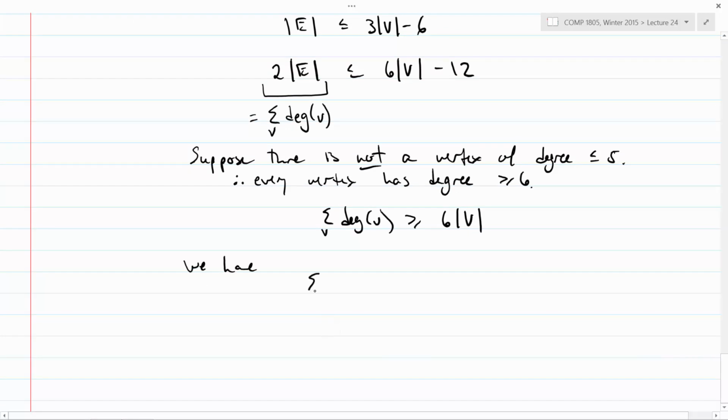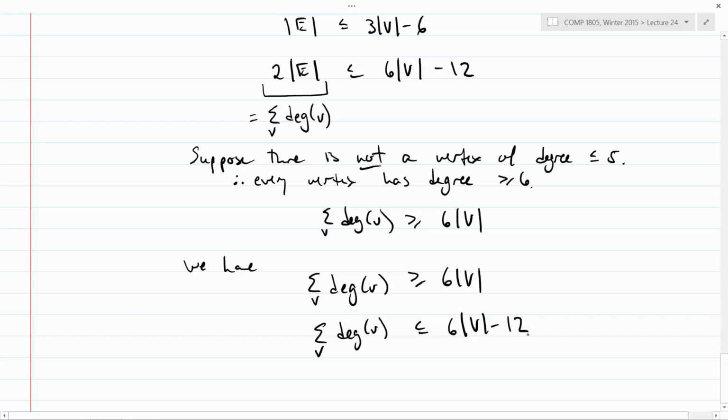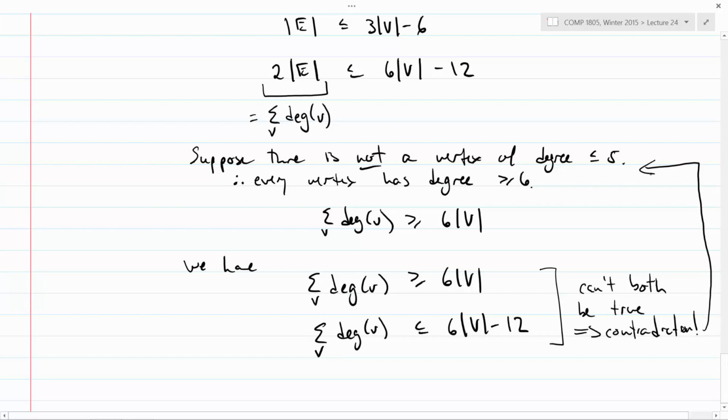So we have that the sum over all vertices of the degree of the vertex is at least 6V, and we also have that the sum of all the degrees is at most 6V minus 12. So is this a good situation to be in? Well, it's good for us because we want to prove that it's true. You can't simultaneously be more than 6V and less than or equal to 6V minus 12. There's no way that these inequalities can both be true, and if they can't both be true, then we have a contradiction. So this is a contradiction of the assumption that there is not a vertex of degree at most 5. So that means there always is a vertex of degree at most 5. Does that make sense?